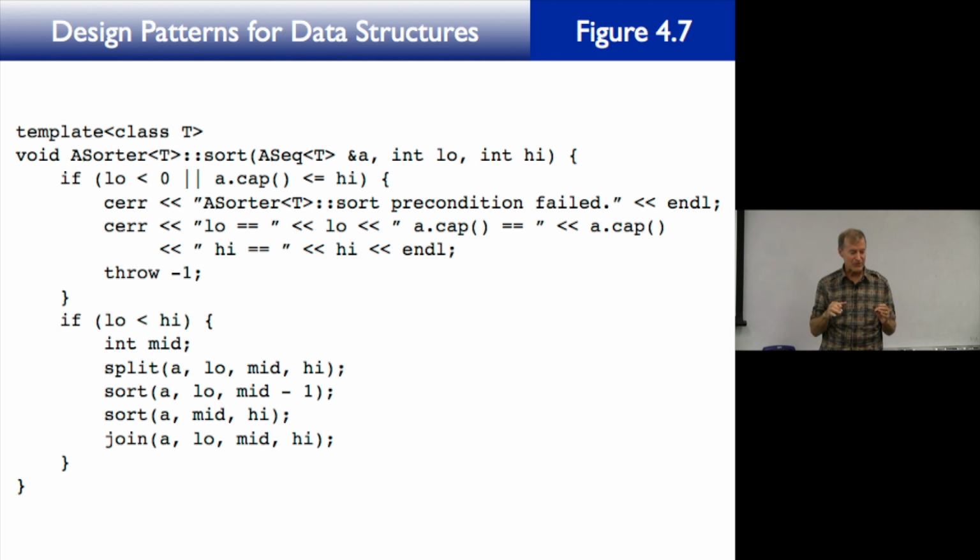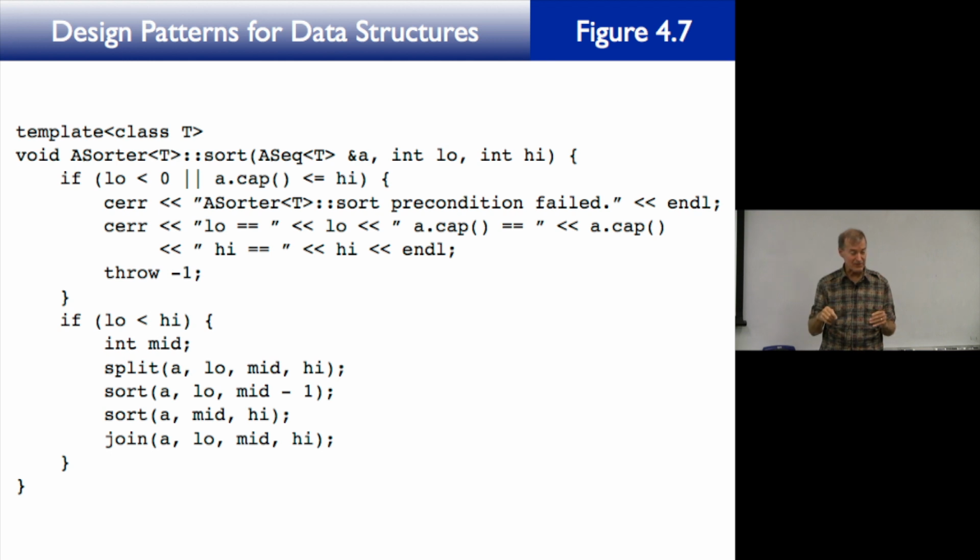Mid. And then what do? We split A, low, mid, high, and mid's going to be called by reference. So what is split going to do? It's going to change the value of mid. Are you with me? And then what's it going to do? Sort A between low and what? Mid minus 1. So there's the one recursive sort.